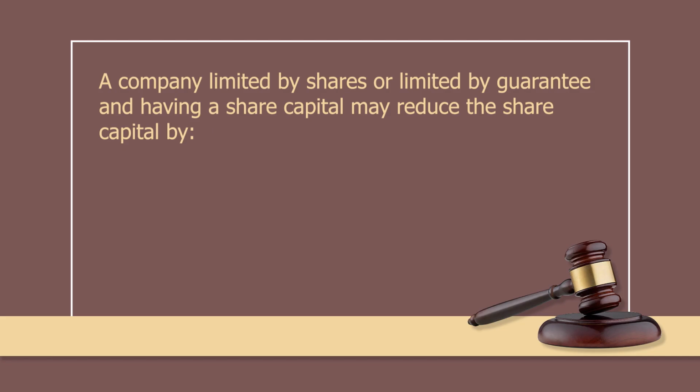Under Section 66, a company limited by shares or limited by guarantee and having share capital may reduce the share capital by passing a special resolution. Number two, by applying to the National Company Law Tribunal for reduction of share capital. It is only upon the approval by the National Company Law Tribunal that a scheme of reduction of share capital can be confirmed.